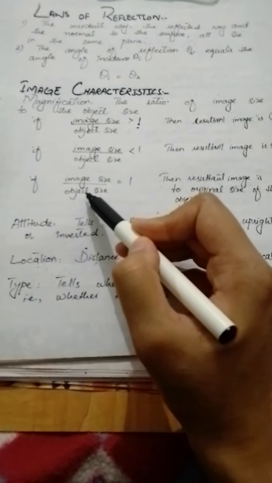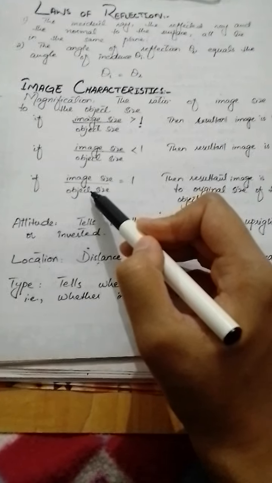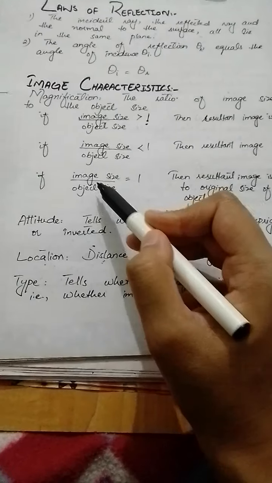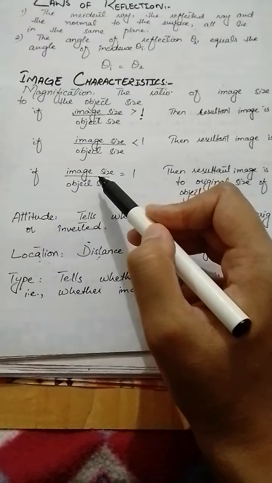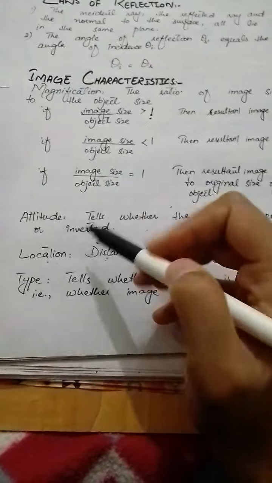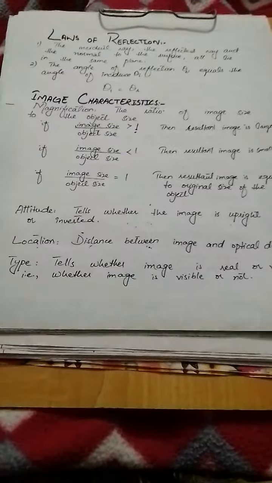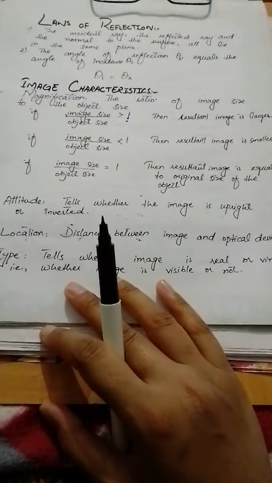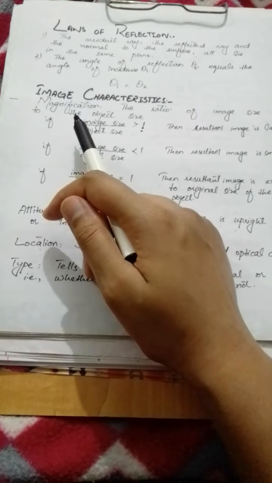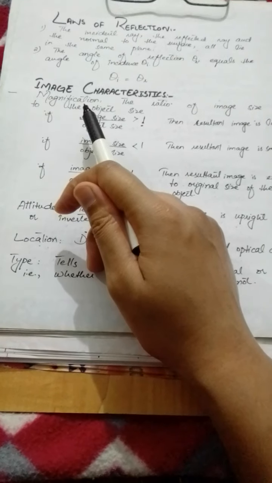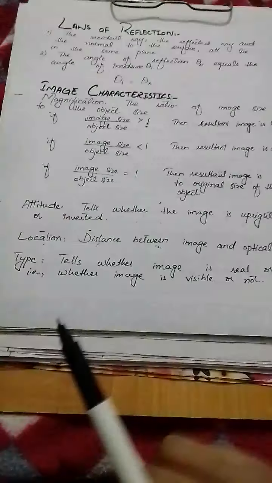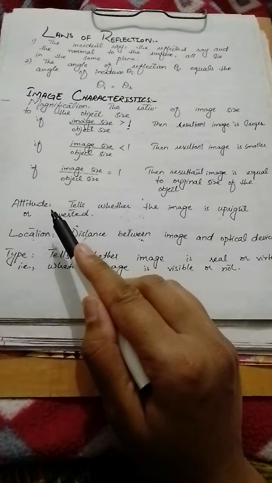Third one is if the image size and the object size are of the same magnitude. It means if they are the same, then what would happen? They would cancel each other and we will get a 1. So the resultant image would be equal to the original size of the object. This was the first characteristic of image formation due to reflection of light.